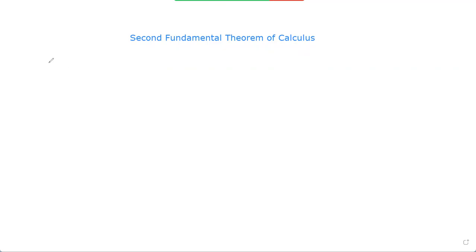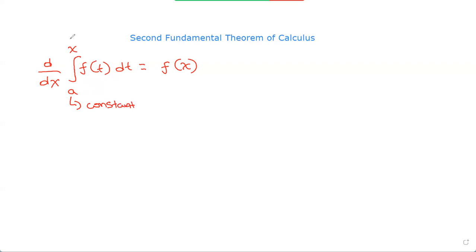So the second fundamental theorem of calculus states that d by dx of the integral from a to x of f of t dt is equal to f of x. So we know that d by dx is differentiation and the integral is nothing but anti-differentiation, so these two essentially cancel out. It's important to remember that a is a constant and x is just any value of x. So let me give you an example of this.